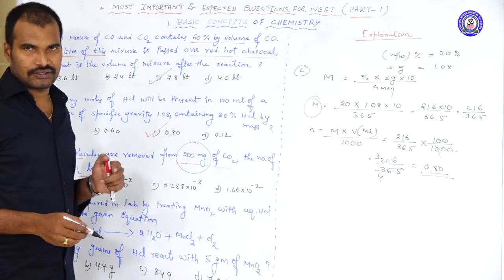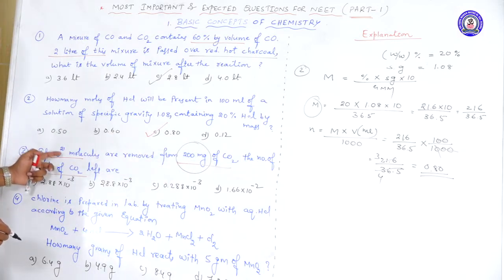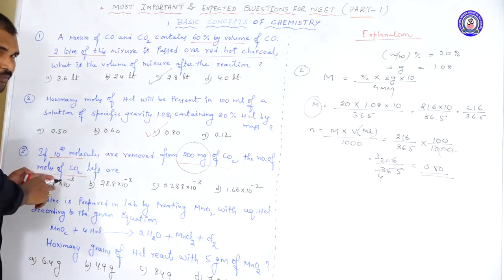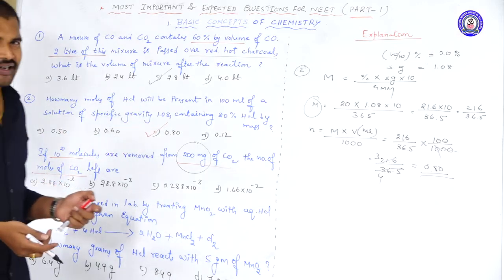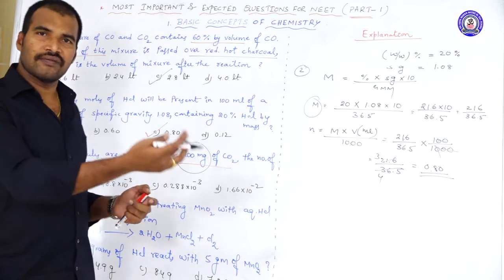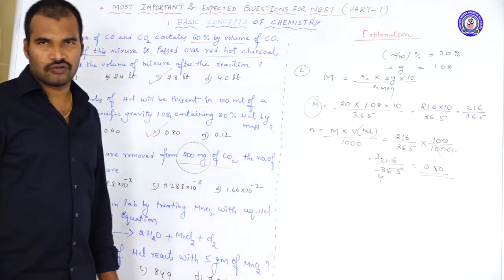First you calculate that. From that number of molecules, subtract this 10 power 21 molecules, so that you will get the remaining number of molecules. But he is not asking for the remaining number of molecules, he is asking for the remaining number of moles. So how do we calculate the number of moles from the molecules? Given number of molecules by Avogadro number, you will get the remaining number of moles.